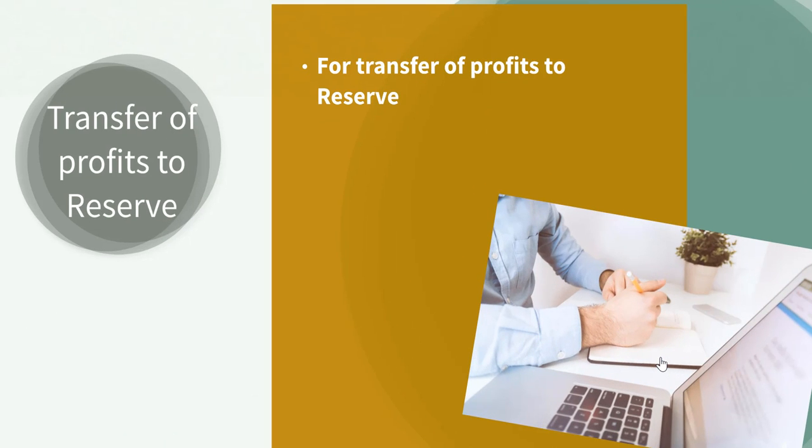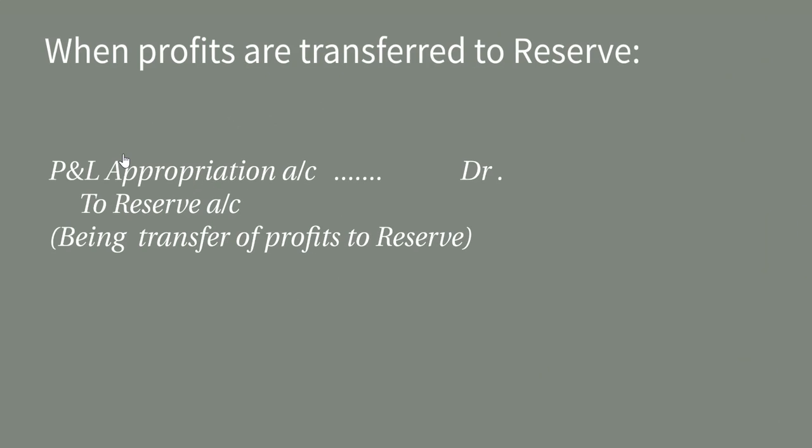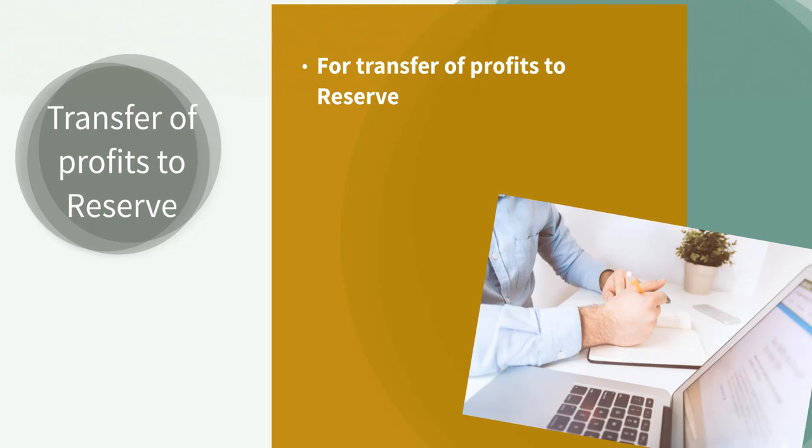Transfer to reserve. Reserve is also an appropriation. So the journal entry for transfer of profits to reserve is: profit and loss appropriation account debit to reserve account. We may recall that the transfer of profits to reserve is done in order to meet any contingencies which may arise in the future. Therefore, it does not belong to any specific partner. So, it is not credited to any partner's capital or current account.